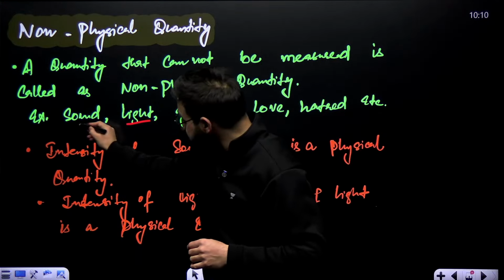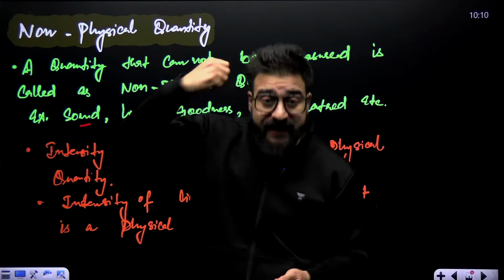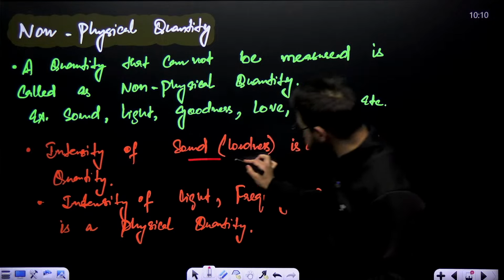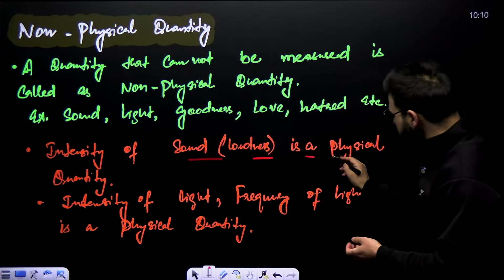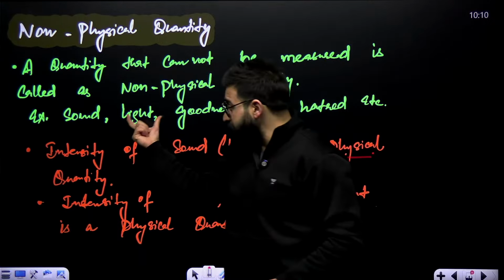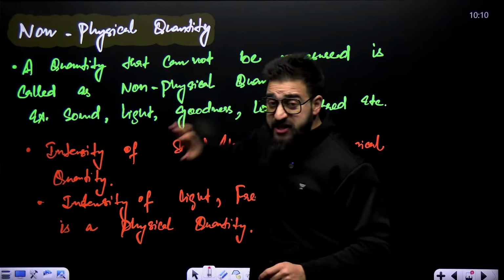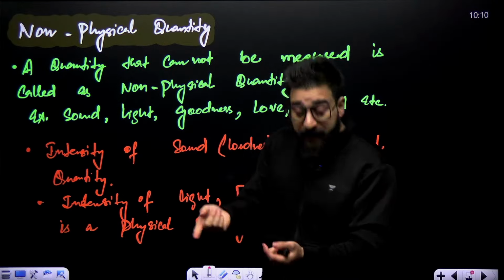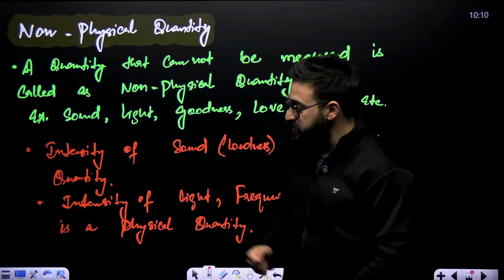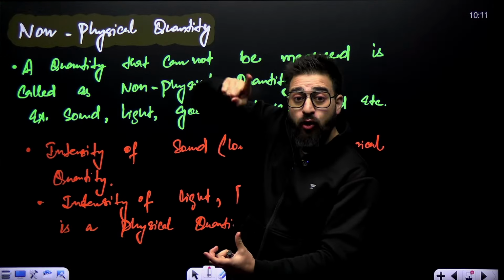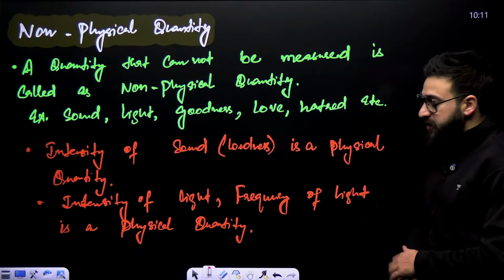Similarly, we say light and sound. You say, sir, we measure the intensity. Intensity of sound is loudness, meaning how loud the sound is. That is a physical quantity. But sound as a whole is a non-physical or immeasurable quantity. Intensity of sound means loudness, and how bright the light is is called the intensity of light. Intensity of light is a physical quantity.